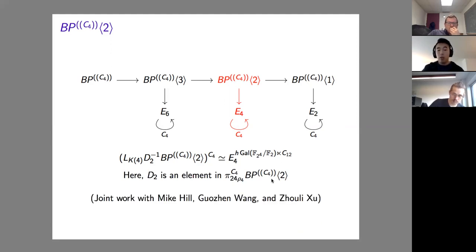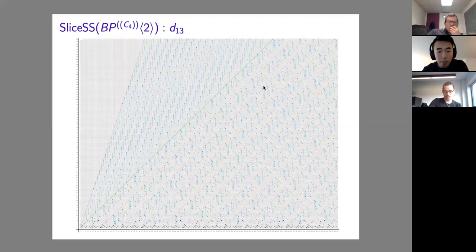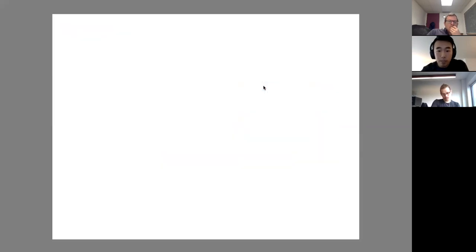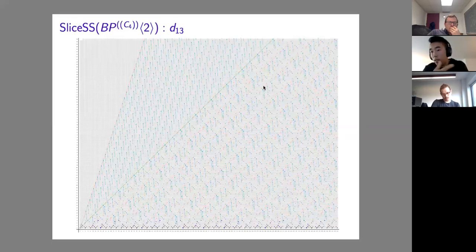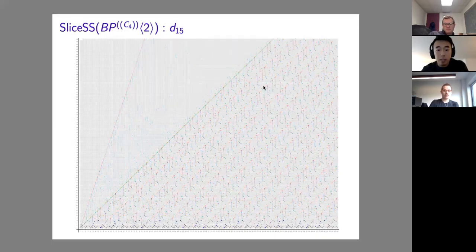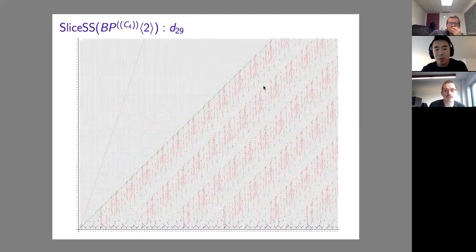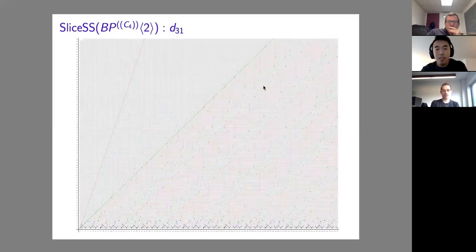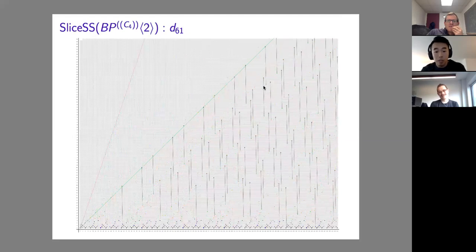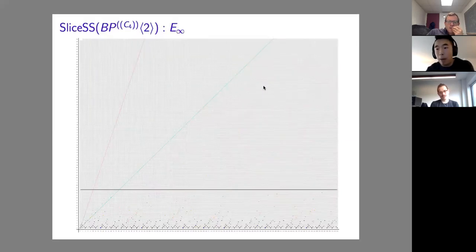So here, D2 again is an element in the RO(G) graded homotopy group of BPC42. And this is joint work with Guojun Wang and Zhou Xu, where we computed completely the slice spectral sequence for BPC42. We computed all the differentials in the slice spectral sequence. So here's the picture of these differentials. The lower differentials I didn't draw, but it starts at the E13 page. We've got D13, D15, D19, D21, D23, 27, 29. All of these ones are obtained by the norm: 31, 35, 43, 51, 53, 55, 59, 61.